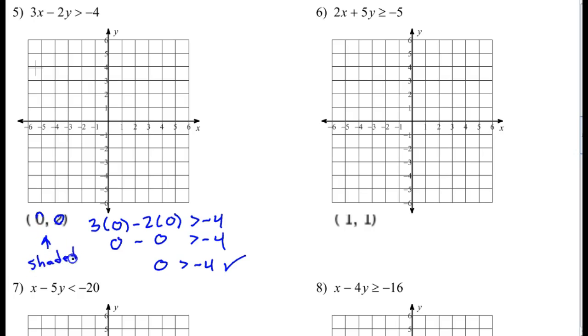Okay, that should be shaded. That'll get you started for that. And we'll go over some more in a little bit. But right now, start on the front, and then finish those 2, and then go flip over to the back and try 5 and 6.